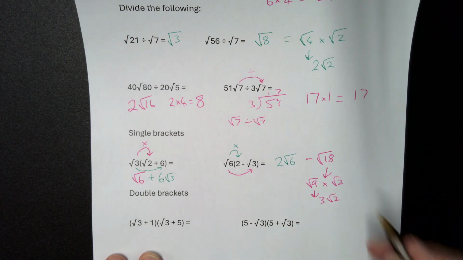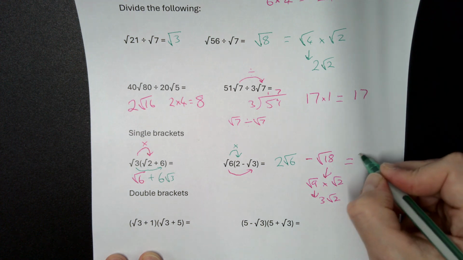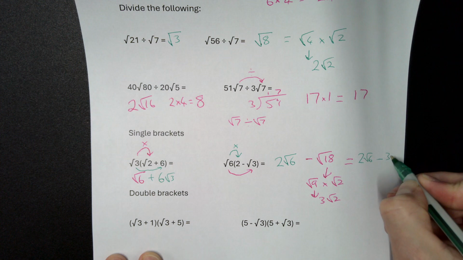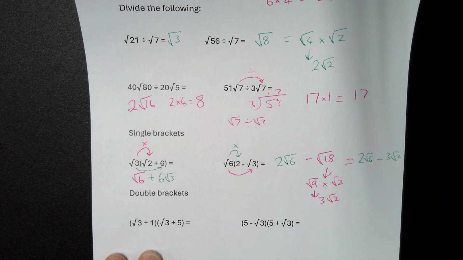So your answer is 2 root 6 minus 3 lots of root 2. Okay, both sides are different, so it can't be simplified.